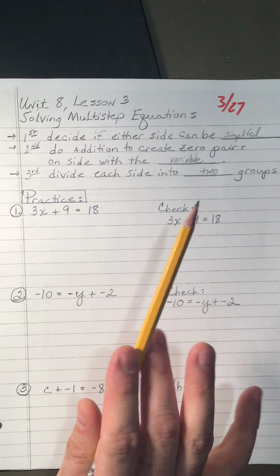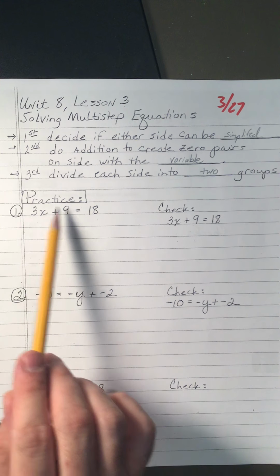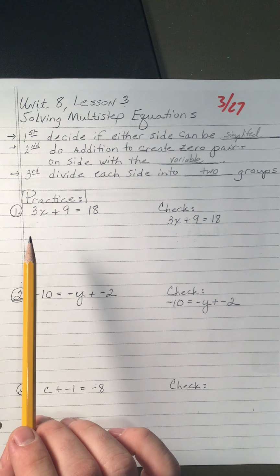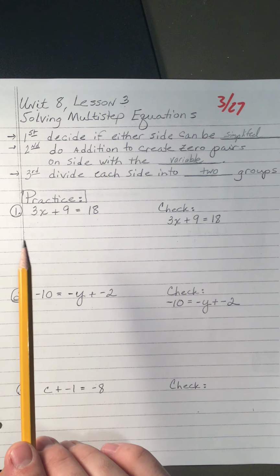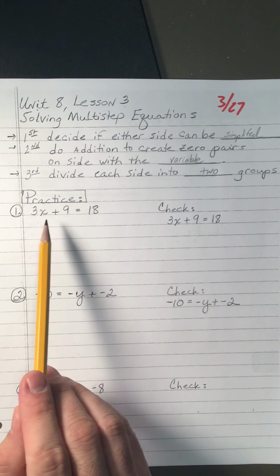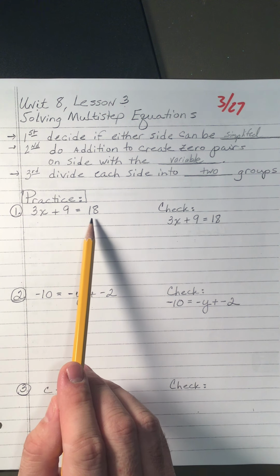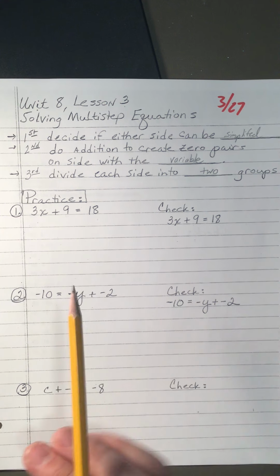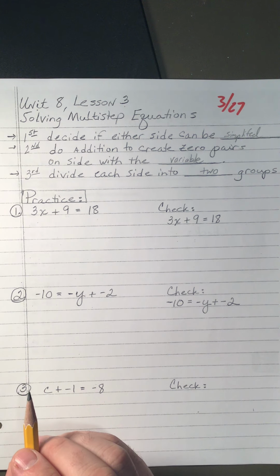First decide if either side can be simplified. So can I combine 3x and 9? Hopefully you're shaking your head no, you cannot. One has an x, one does not, so I can't simplify there. And then I have 18 on the right side. Obviously that's by itself, so that's as simplified as it can get.